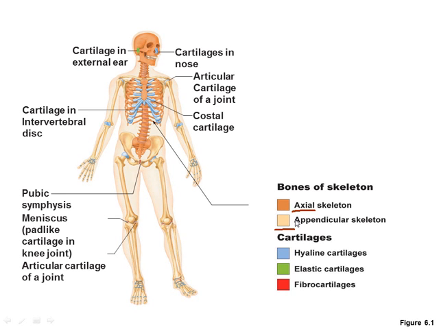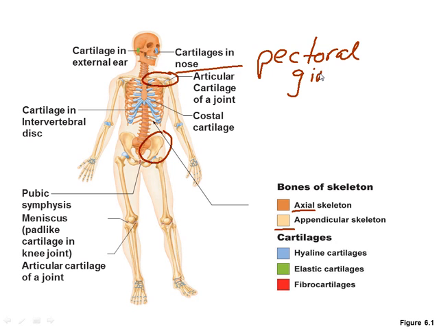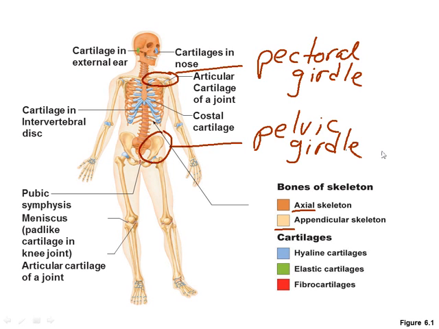Now, part of your appendicular skeleton includes your shoulders and your hips. And we call the shoulders the pectoral girdle, and we call the hips the pelvic girdle. Now, why do you think we call them the girdle? What does a girdle do?